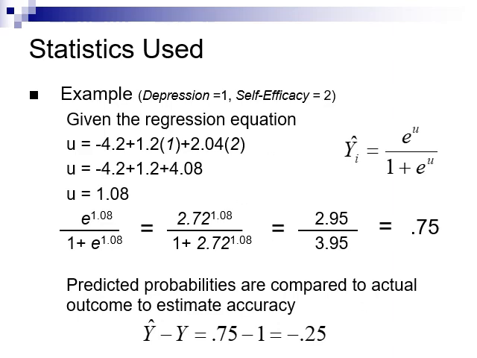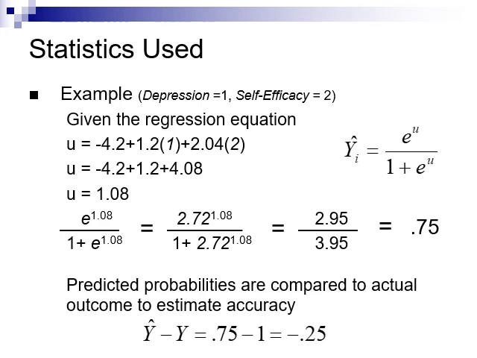So in this case, someone's depression score is 1 and their self-efficacy score is 2. So we're going to again solve for mu. Negative 4.2 plus 1.2, the B weight of depression, times 1, their score on depression, plus 2.04, the B weight on self-efficacy, times their actual score on self-efficacy, 2. That gives us negative 4.2 plus 1.2 plus 4.08. Add them together, we get a mu of 1.08.